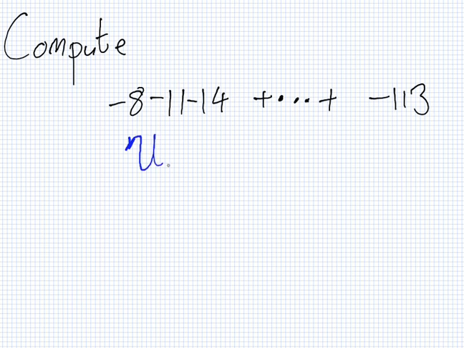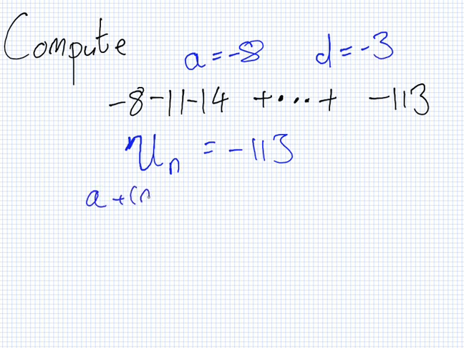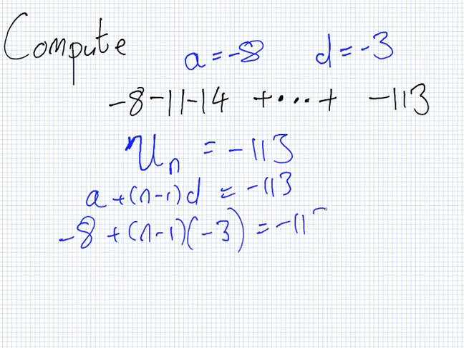It's not yet. So we start off by saying u_n equals minus 113. What's the a here? Minus 8. And the d? Minus 3. So now I have a plus (n minus 1)d equals minus 113. So minus 8 plus (n minus 1) times minus 3 equals minus 113. This is really good because now I can find my n.